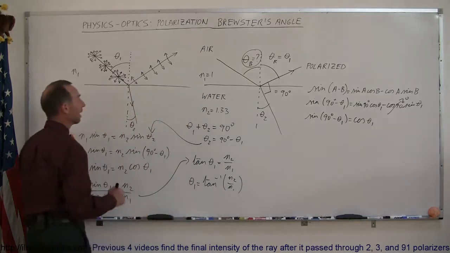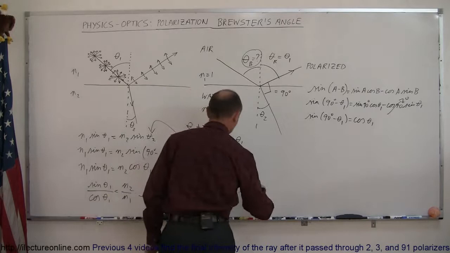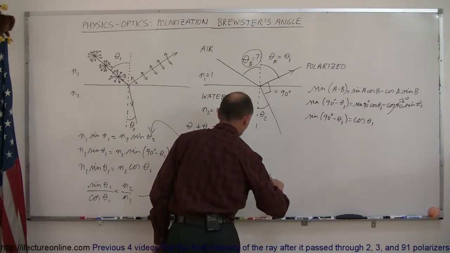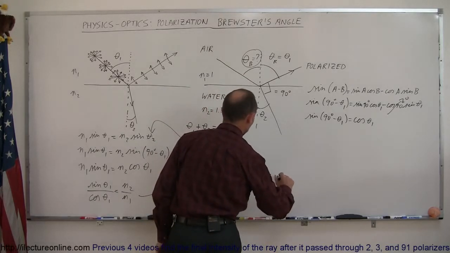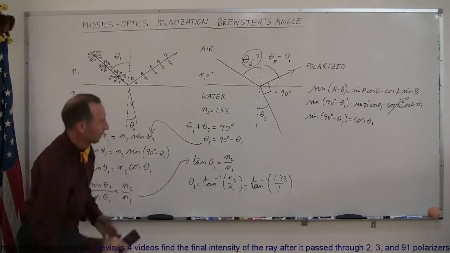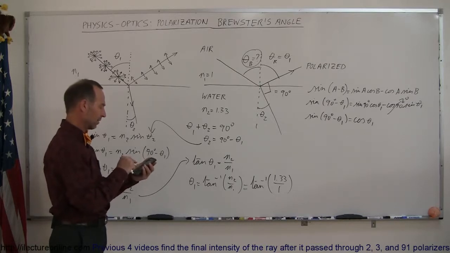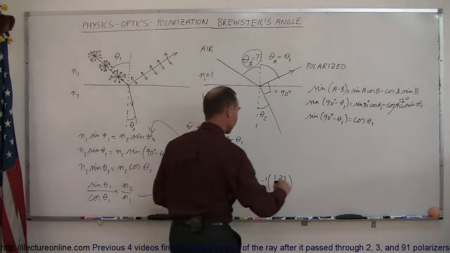And in this case, n2 was 1.33, n1 was 1. And so this is equal to the arctangent of 1.33 over 1. And where's my calculator? Right here. Let's find out what that's equal to. 1.33. Take the arctangent of that, and we get 53.06 degrees.